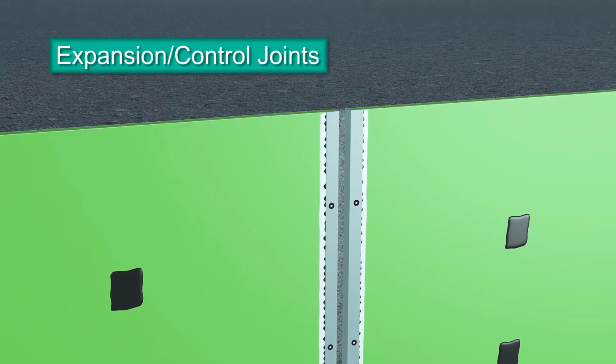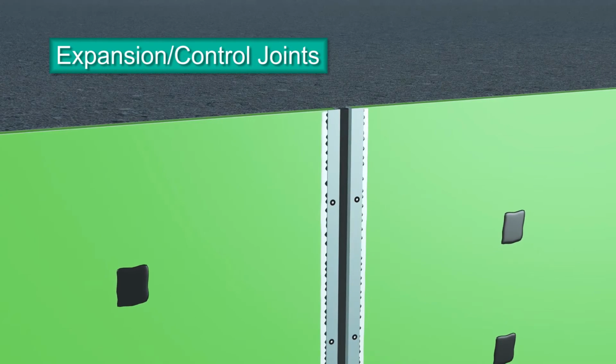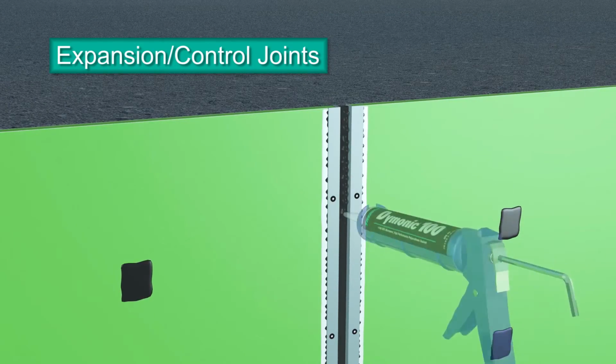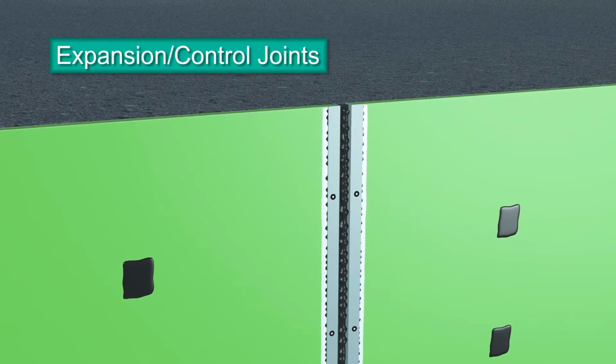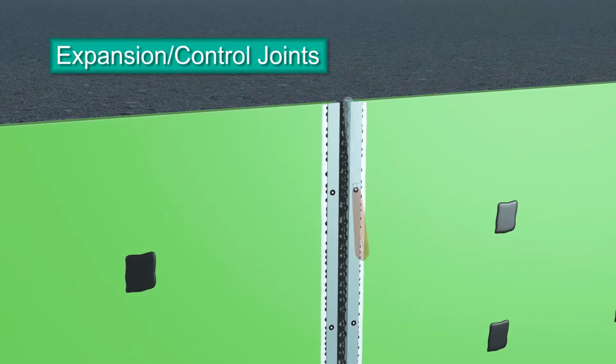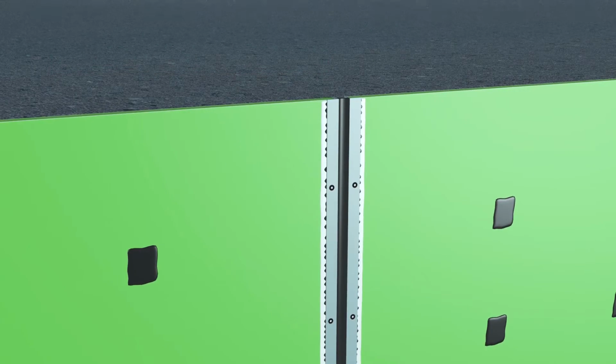Friction fit backer rod into the joint 1/4 inch to 1/2 inch from the face of the panel. Apply a bead of Dimonic 100 sealant over the backer rod and fill the joint completely. Tool the sealant so it's flush and slightly concave and connects to both sides of the brake metal.